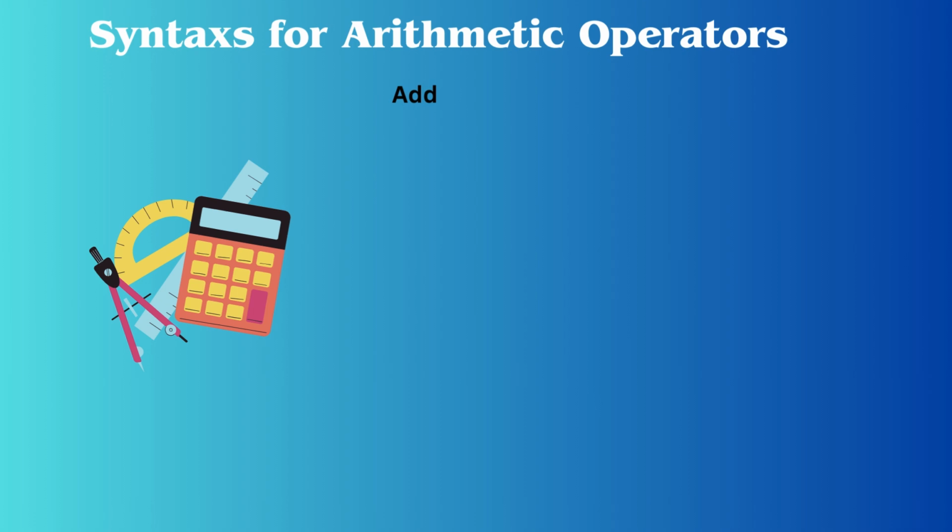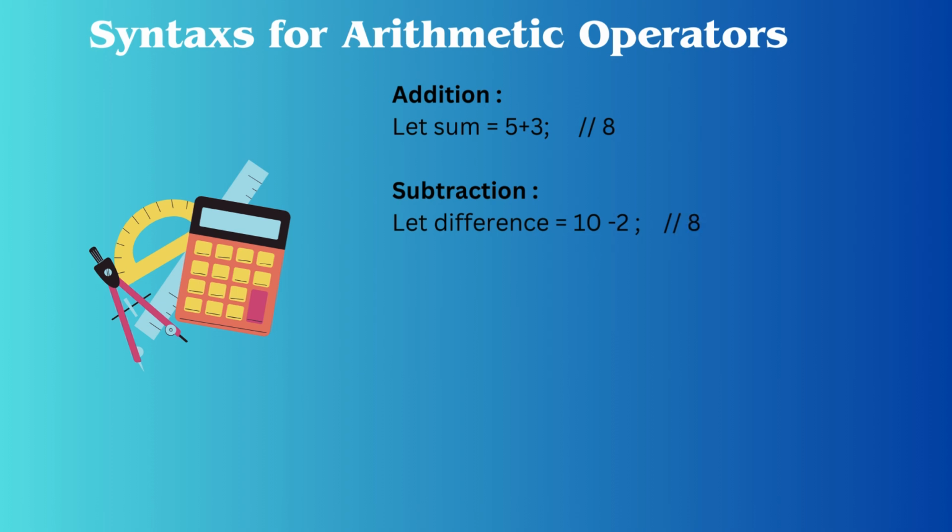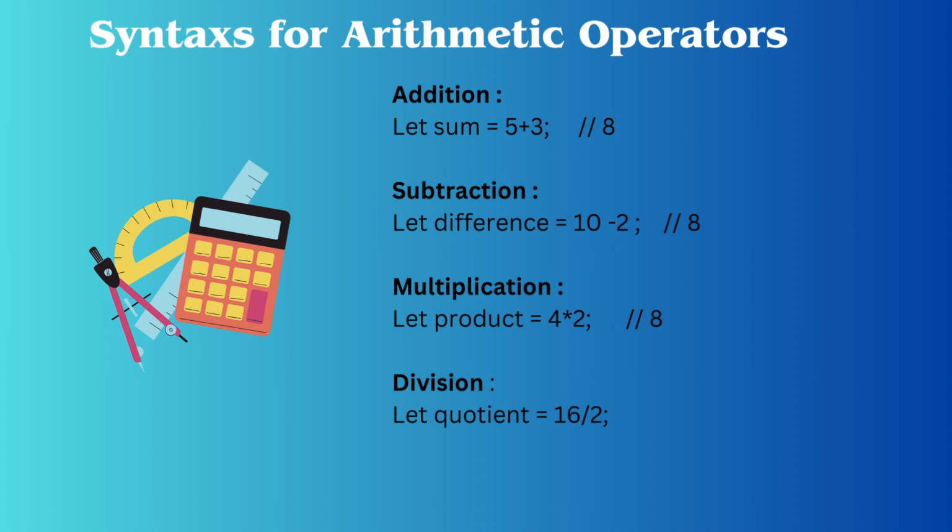Now we will look at the syntax of addition, where we will create a variable sum, like let sum is equal to 5 plus 3, so we will have the output as 8. Next is subtraction, where we will create a variable like let difference is equal to 10 minus 2, so we will have the output as 8. Next is multiplication, let product equal to 4 times 2, outcome is 8, and in division, let quotient equal to 16 divided by 2, outcome is 8.